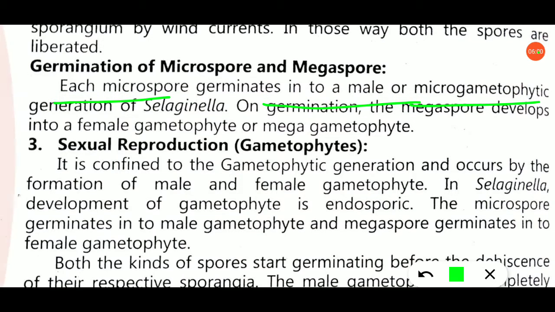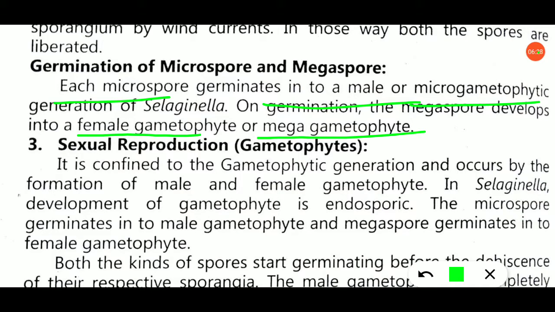of the Selaginella. On germination, the megaspores develop into the female gametophyte or megagametophyte. This female gametophyte will form when megaspores germinate. So, germination of the microspores and megaspores: when microspores germinate, they form the male gametophyte, and when megaspores germinate, they form the female gametophyte.